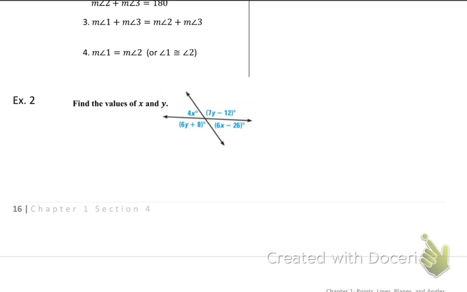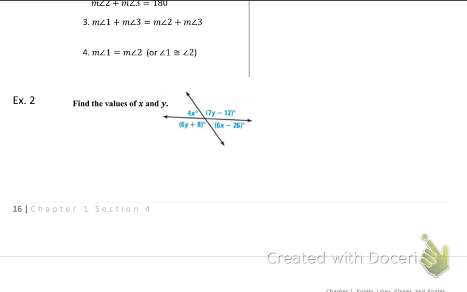Anyone have a guess that we can write? I see some people are writing. I'm just looking for an equation. How do I solve for x or y? I know I need an equation. Do we see vertical angles anywhere on there? Do we see an x?